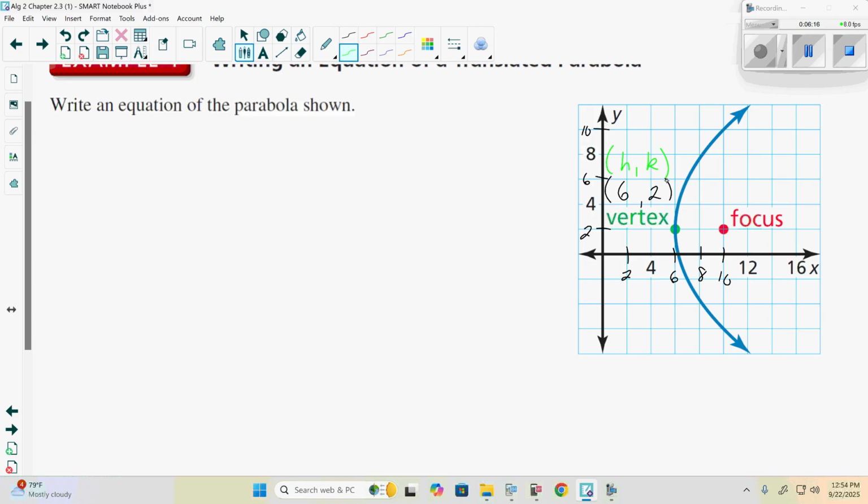But we also need to figure out which equation we're going to be using, because there's two. We have x equals a times (y minus k) squared plus h, and y equals a times (x minus h) squared plus k. We have two equations, and we need to be able to determine which of these two is going to be helpful. To do that, we need to know which focus we're using, because the focus is going to tell us which one.